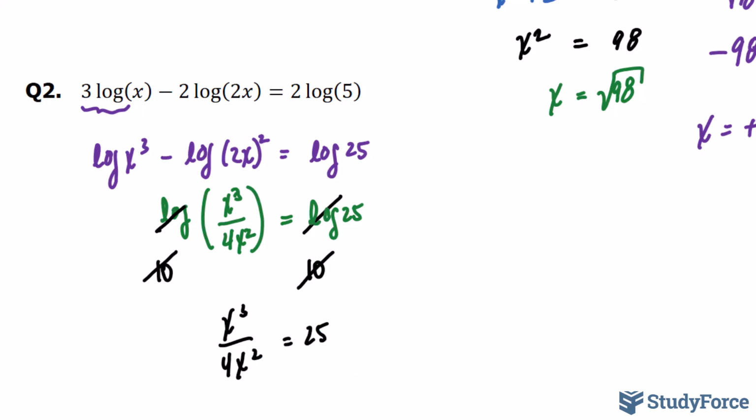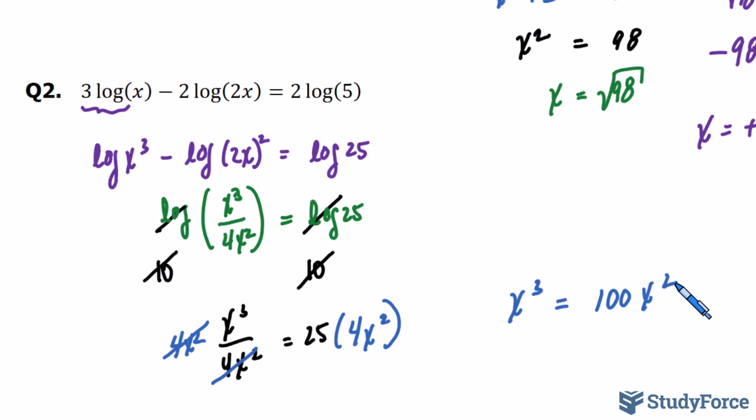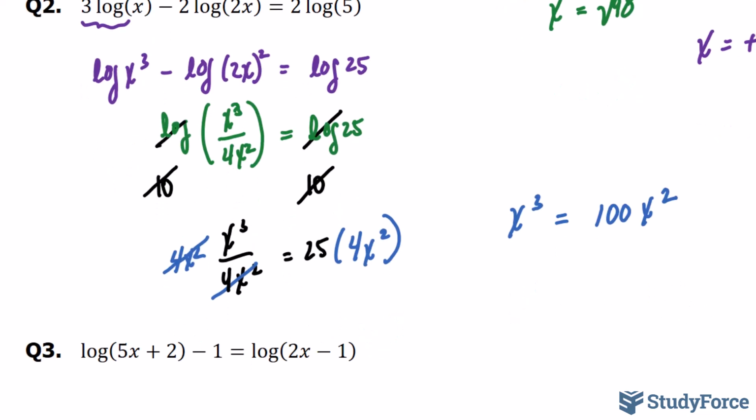Next, I'll multiply both sides of the equation by 4x squared. And the reason why I'm doing that is so that we don't have a denominator or a fraction on the left side. So let's simplify this. That cancels out. And this leaves us with x cubed is equal to 100x squared. All we have to apply now here are algebraic techniques to solve for x.